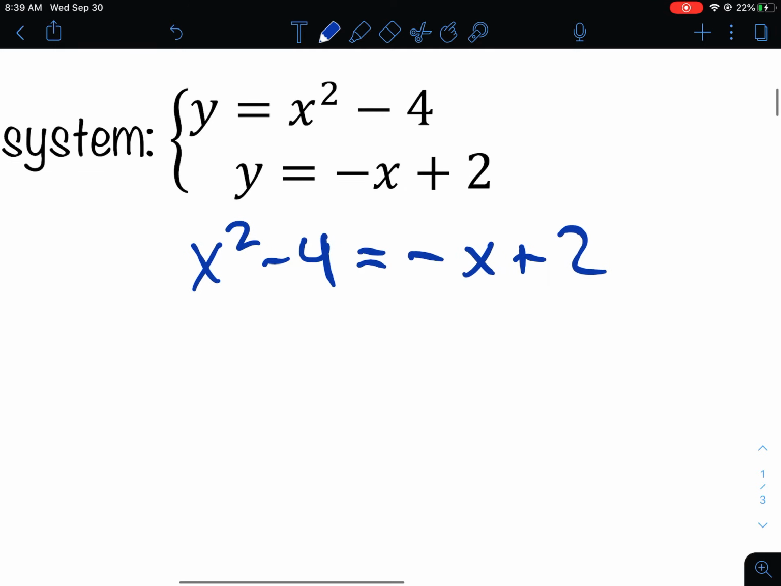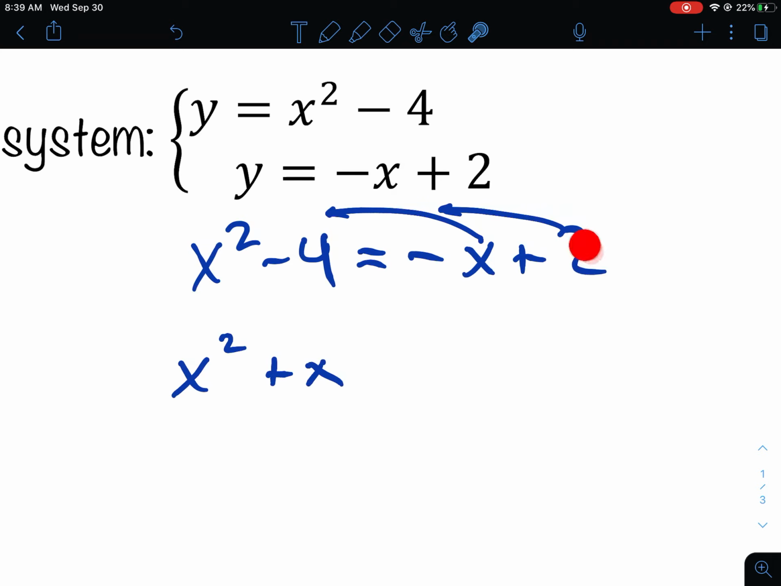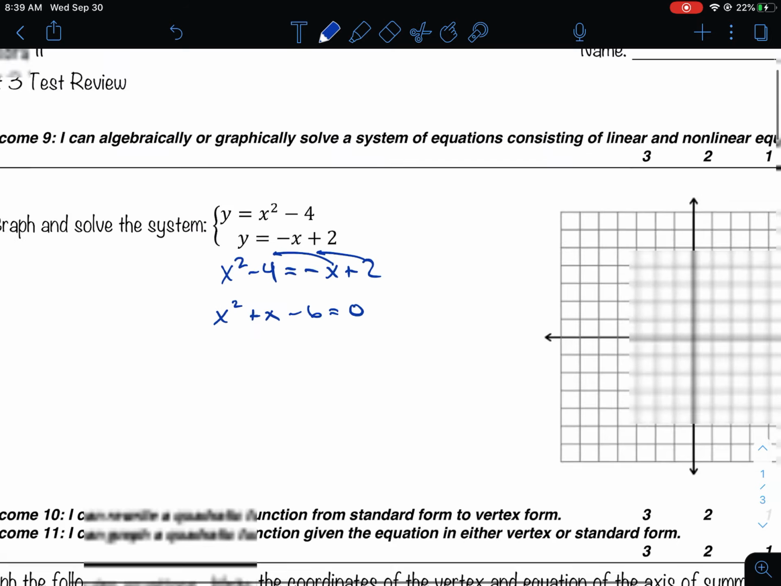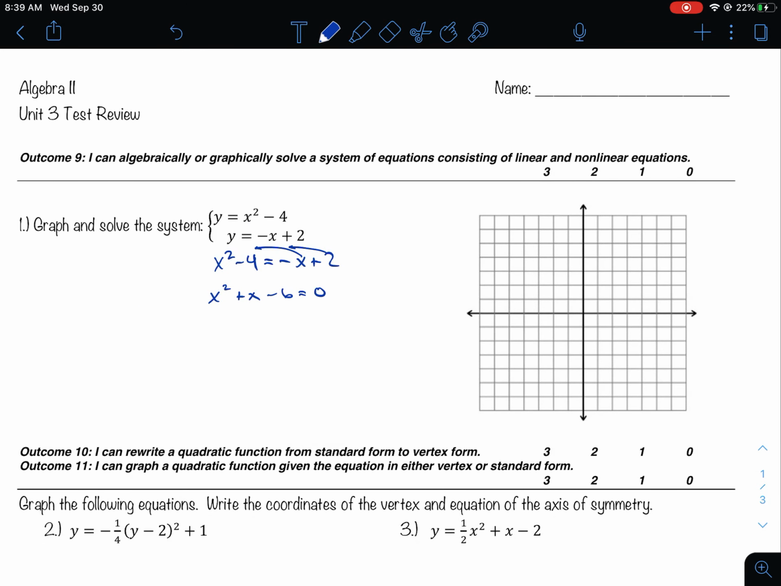Because I have a quadratic, this would need to move over, and this would need to move over. So I'd have x squared plus x, and then minus 2 and minus 4, or minus 6. And so you would just solve the quadratic. You can factor and solve it, or you can use the quadratic formula. I don't think that most of you are going to do that. I think most of you are going to use your graphing calculator.